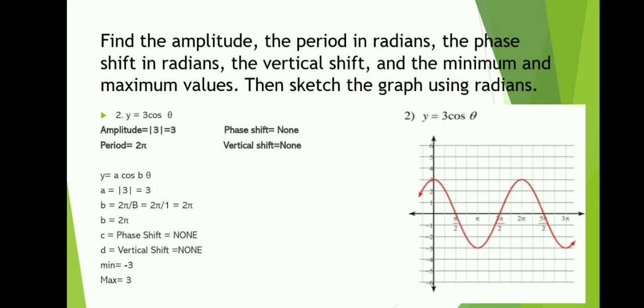So, the minimum and maximum: the minimum is subtracting the vertical shift and the amplitude, which is 0 minus 3 equals negative 3. And the maximum is adding the vertical shift and the amplitude, so 0 plus 3 equals 3. And then this is the graph.